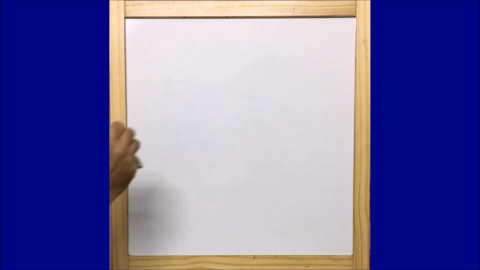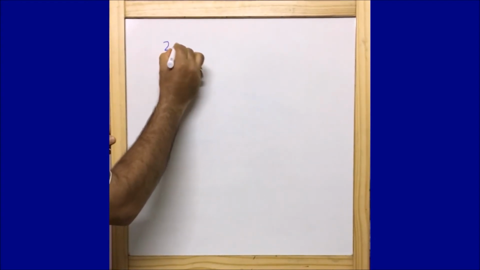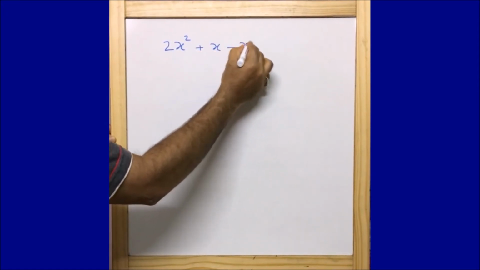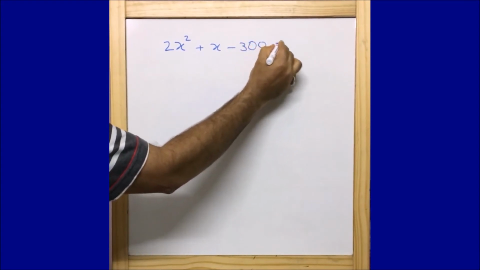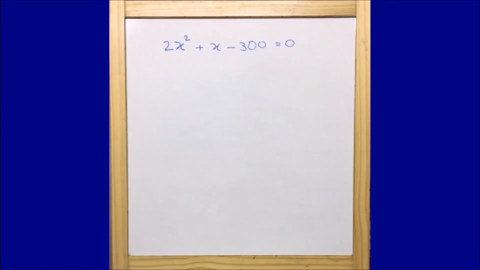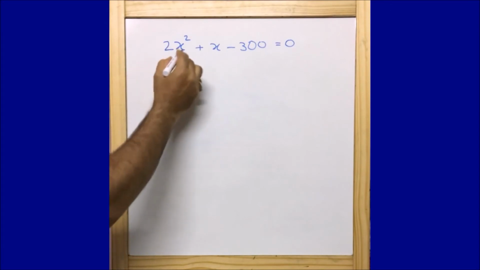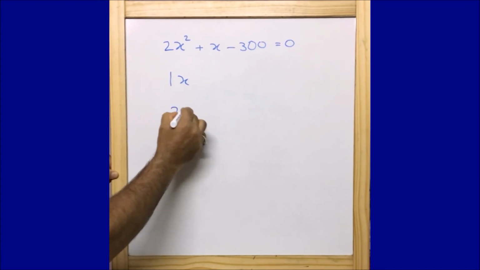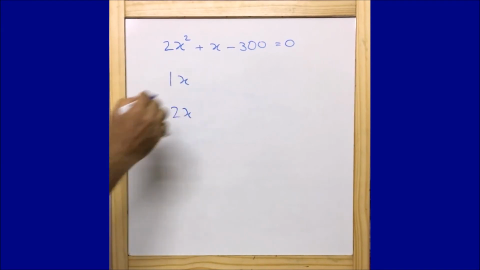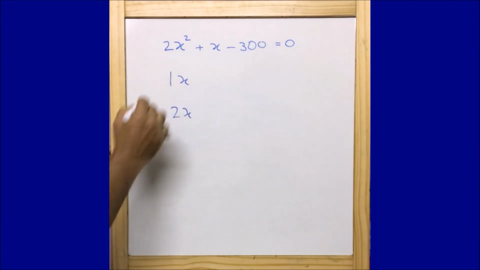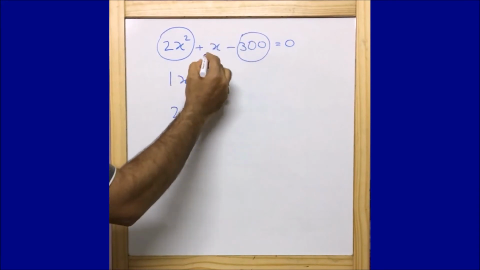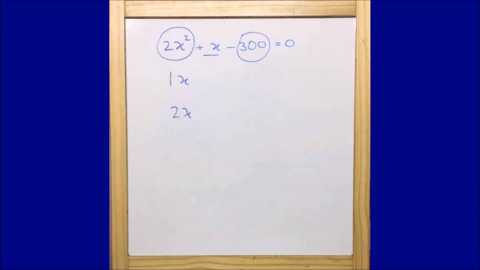So let us take a quadratic equation like 2x square plus x minus 300 is equal to 0. Now guys, here we will apply the same trick, like 2x square is nothing but 1x and 2x. So 1x into 2x is nothing but 2x square. Now coming to this part, 300. We are first of all focusing on this one to extract this one. Now 1x into 2x is 2x square, 300.